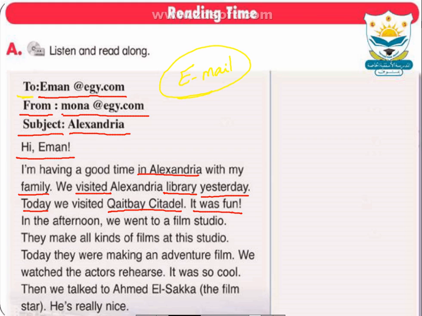In the afternoon, we went to a film studio. الاستوديو للتصوير السينمائي. They make all kinds of films. بيعملوا كل أنواع الأفلام. At this studio, today they were making an adventure film. فيلم مغامرة. Adventure مغامرة. We watched the actors rehearse, اللي هو الاستوديو التمثيلي أو العروض التمثيلية. It was so cool. It was so nice.